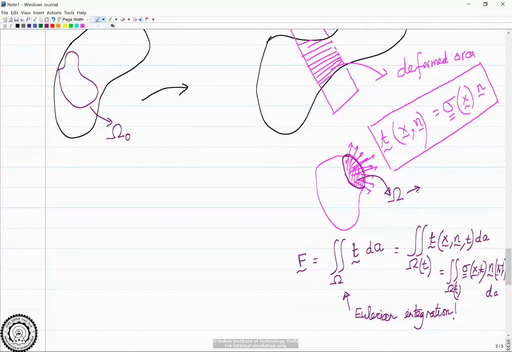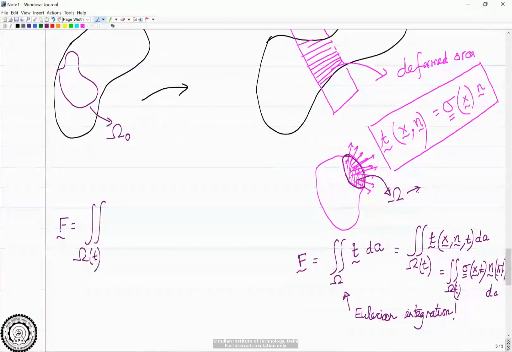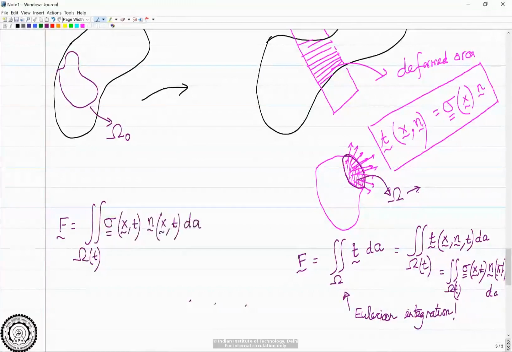Okay, so let me just rewrite this thing here. So F is basically the integration over omega t of sigma as a function of x and t, into n as a function of x and t, into dA. And what is to be noted here is that these are deformed coordinates, and therefore it is the Eulerian integration.